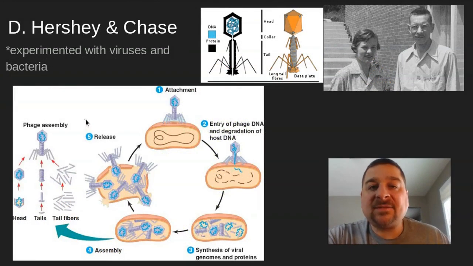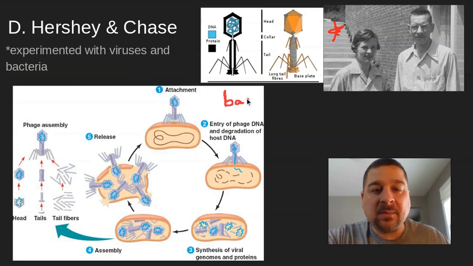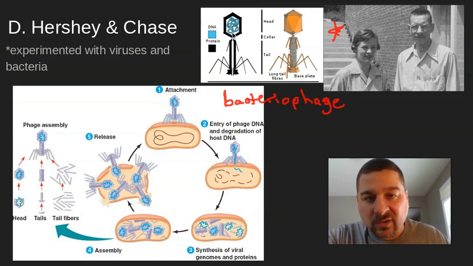That debate was finally settled with Hershey and Chase. Alfred Hershey and Martha Chase, you can see their picture over here. They worked with viruses that infected bacteria, these little viruses that we call a bacteriophage. A bacteriophage has a DNA core in the middle and then a protein coat all around it. They look like these little alien things almost.